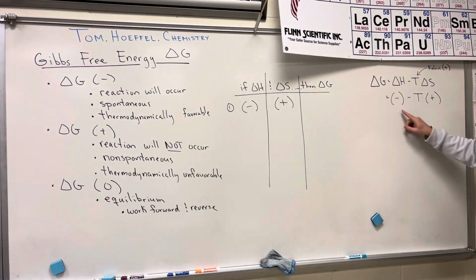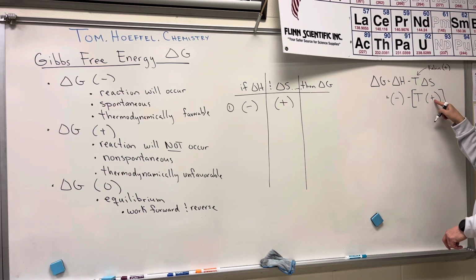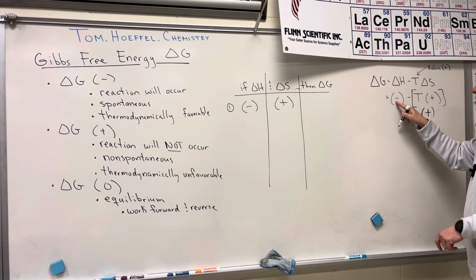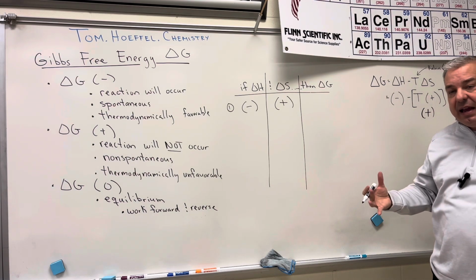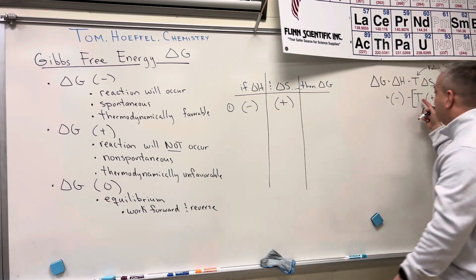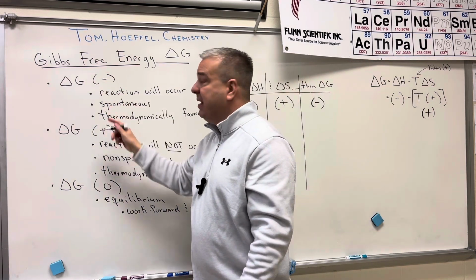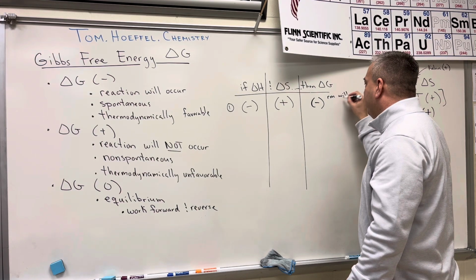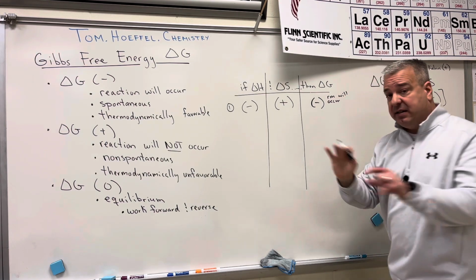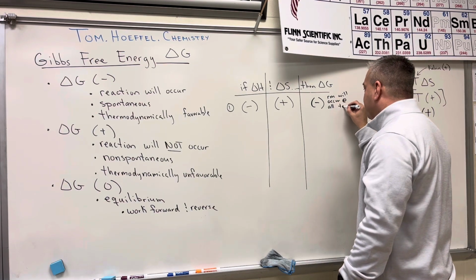So really, we have a negative minus, and since T is going to be positive, positive times a positive makes this whole term a positive, right? So a negative minus a positive is just going to give us a bigger negative. No matter what the temperature is, this sign is going to be negative. And what does negative mean? It means that it will occur. So the reaction will occur, and it doesn't matter what the temperature is. So I'm going to put at all temperatures.